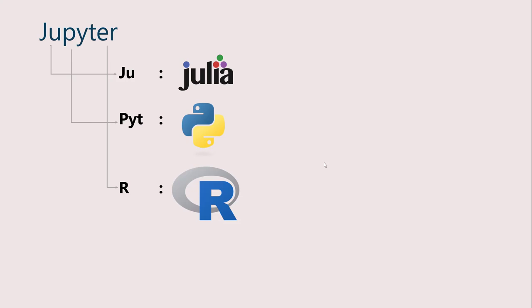As the name suggests, we can split the name Jupyter into three parts. JU stands for Julia, PYT stands for Python, and R stands for R language. So altogether, if we combine them, it's Jupyter. Initially, Jupyter was designed for three languages, Julia, Python, and R, but now it supports almost all the languages that are there.